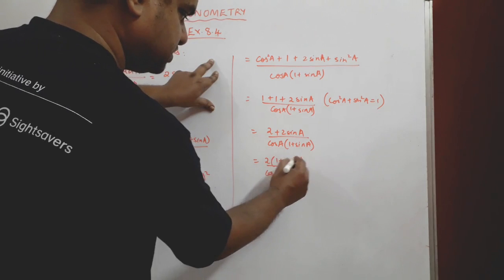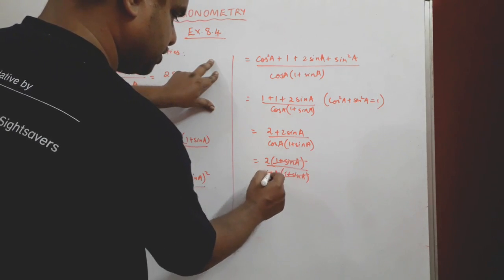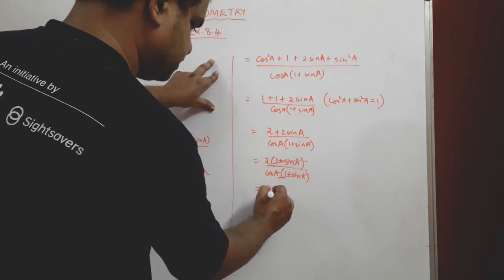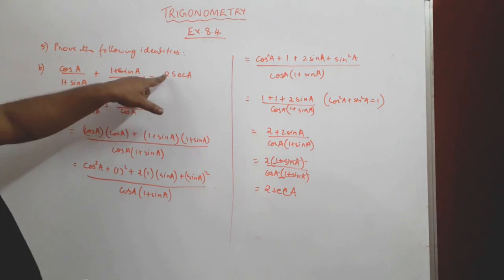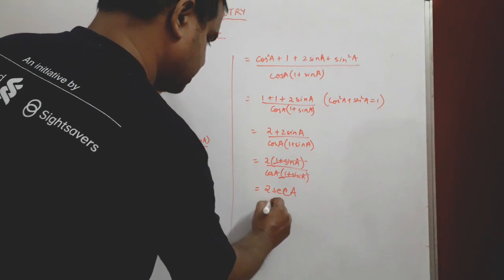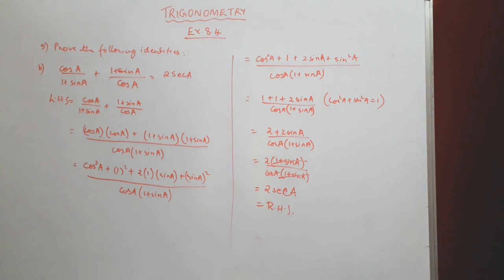1 plus sin A is common in numerator and denominator. We can cancel it out. We are left with 2 upon cos A, which can be written as 2 sec A. Same as what we require on the right hand side. This is equal to RHS. This is how we are able to solve the second problem.